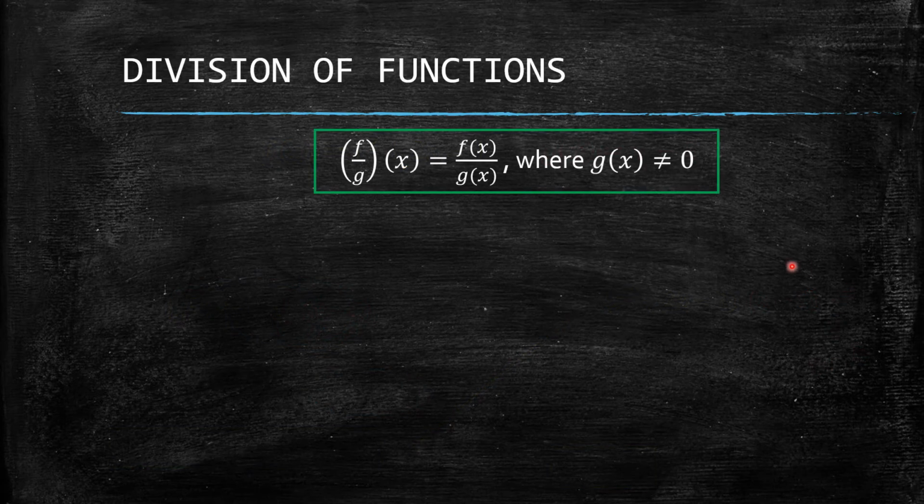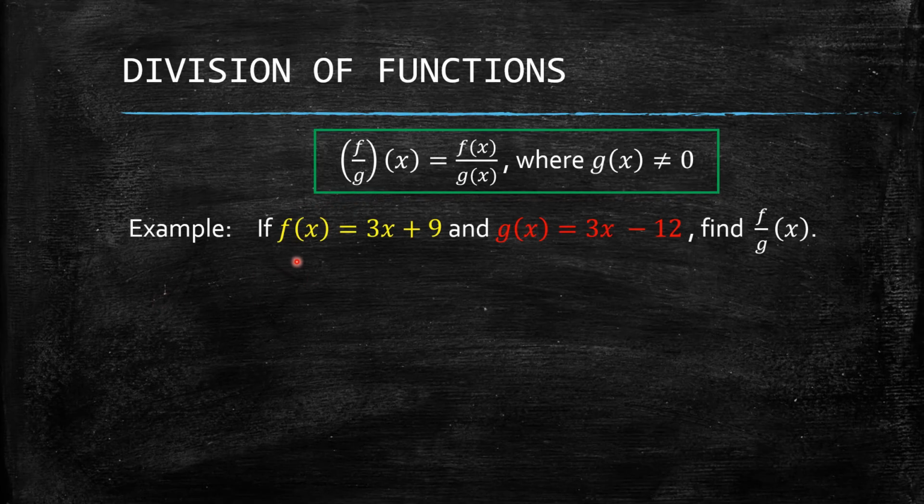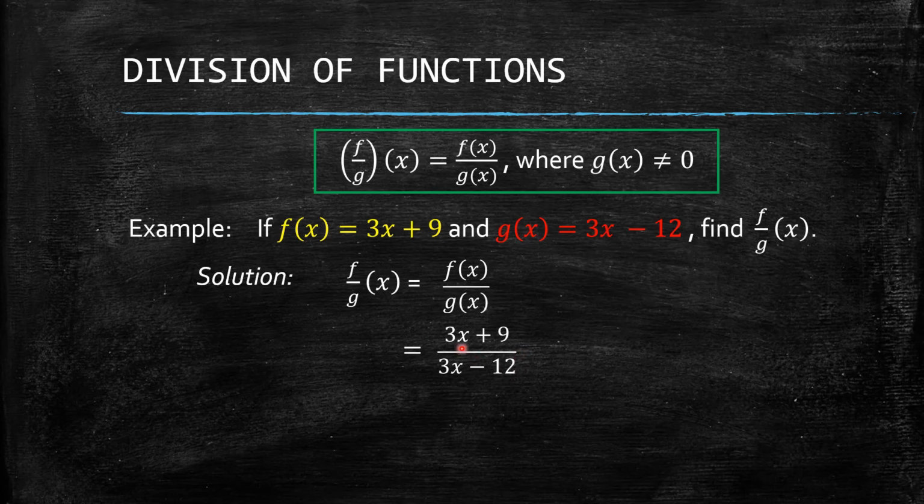Now for division of functions, we will use this formula. So let's try an example. If f of x is equal to 3x plus 9 and g of x is equal to 3x minus 12, find f divided by g of x. So f over g of x is equal to f of x divided by g of x. So first is to just change the values. So we have 3x plus 9 on top, numerator, that's f of x. 3x minus 12 for the denominator, the g of x.